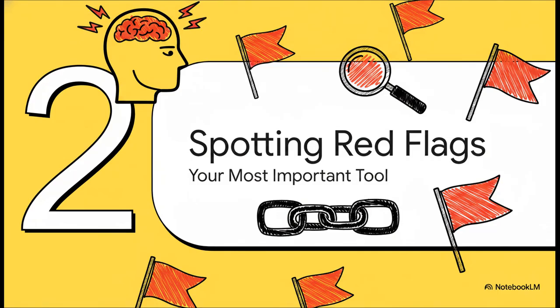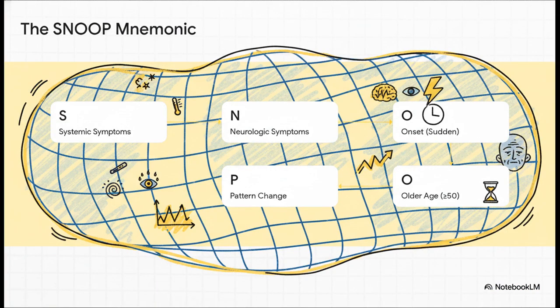Okay, so how do we even begin to hunt for those dangerous secondary causes? Well, we use our single most important tool, a systematic search for red flags. And trust me, there's a really simple mnemonic to help you remember all of them. Meet SNOOP. This is your safety net. Seriously, commit this to memory. It's a simple framework that helps you systematically screen for any warning signs of a serious problem. Let's break it down, letter by letter.